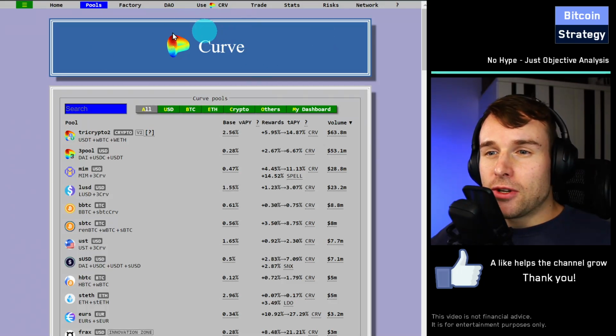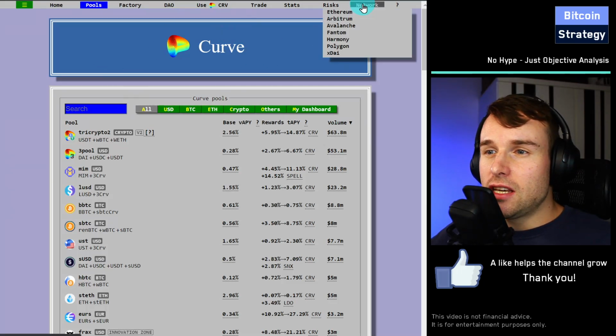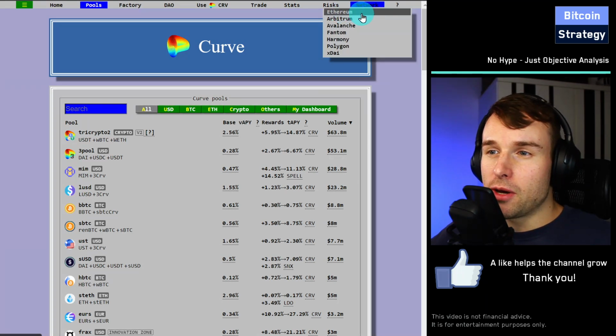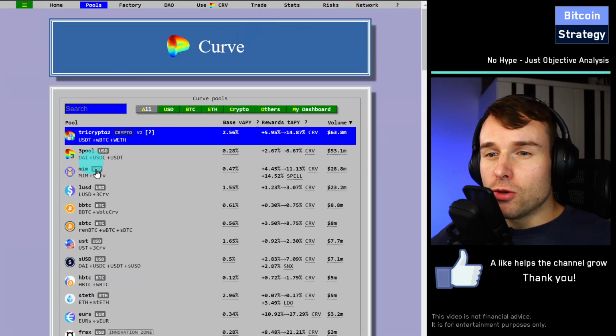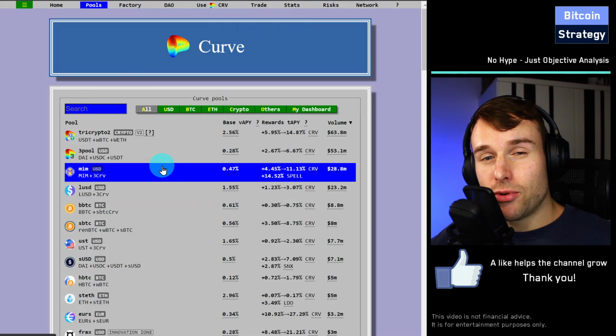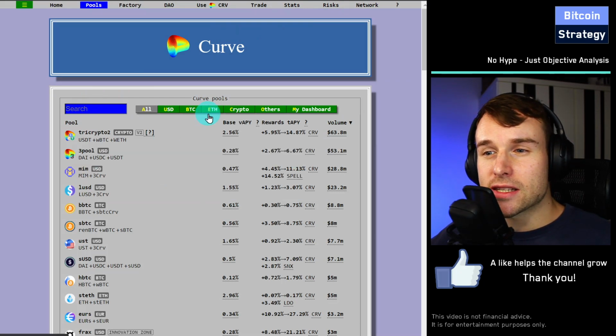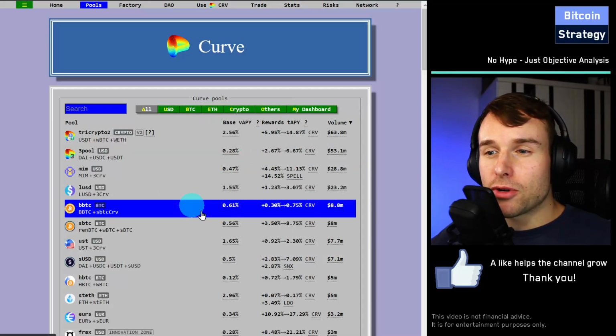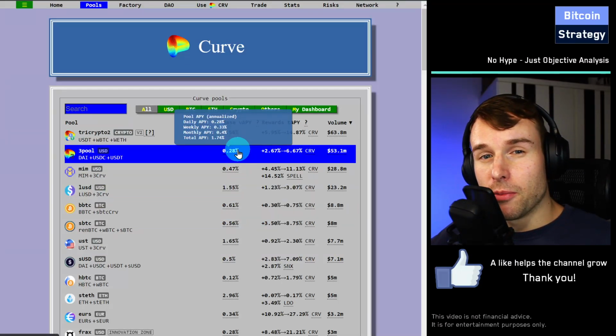So there's different versions of Curve. You can see here, you can select between the different networks. The standard Curve, the curve.fi, runs on the Ethereum blockchain. Now you need to note that the Ethereum blockchain has pretty high gas fees, which makes earning these rewards only worthwhile if you're depositing quite a bit of Ethereum. So let's make an example.